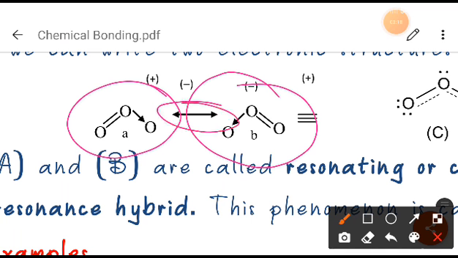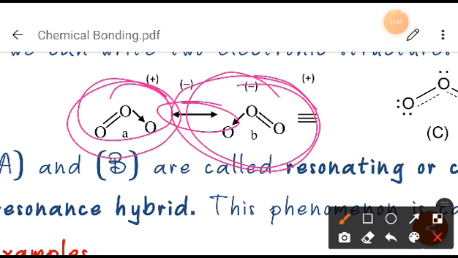Now about resonance, we will talk in detail about this in some basic concepts of organic chemistry, but for now I will try to give you a brief idea. When you see these structures, none of them can independently explain all the properties of ozone, right?